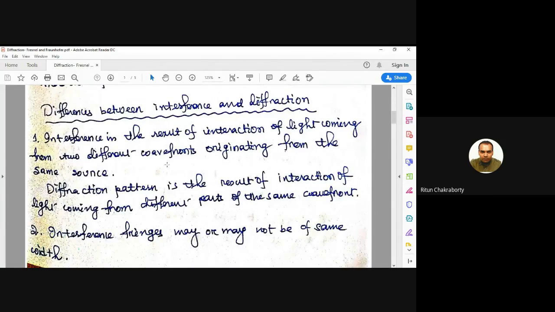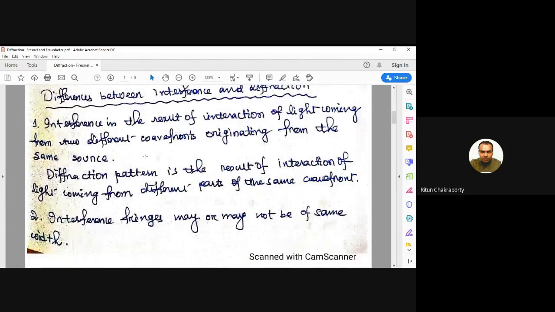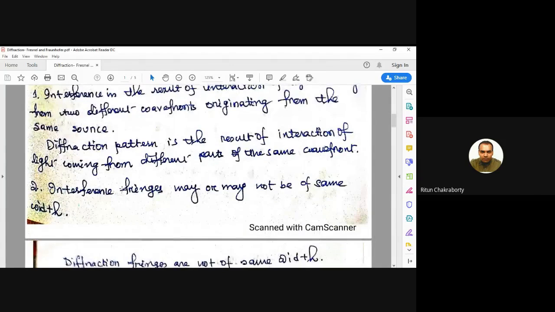Okay, so I'm revising interference and diffraction. First is the definition. What is the definition of interference? Interaction of light coming from two different wavefronts of the same source. Diffraction: interaction of light coming from different parts of the same wavefront. And for this, please refer to Huygens Principle. You can note it down. Maybe I have also given you some notes on what Huygens Principle is. I forgot, but I have to check. Anyway, you yourself can also check.